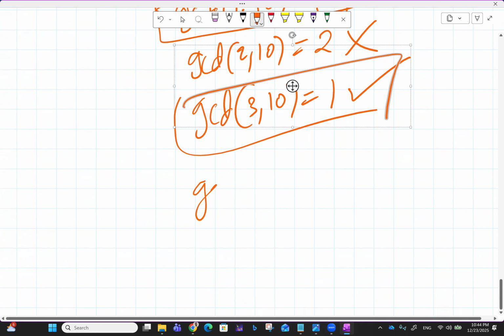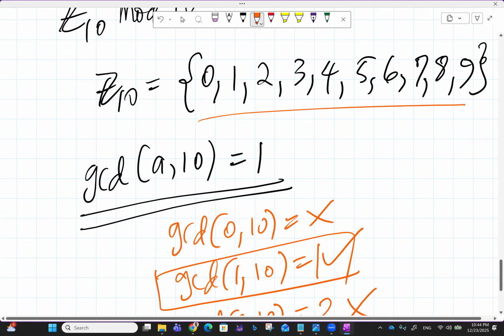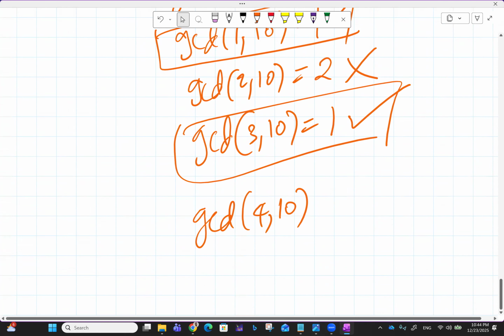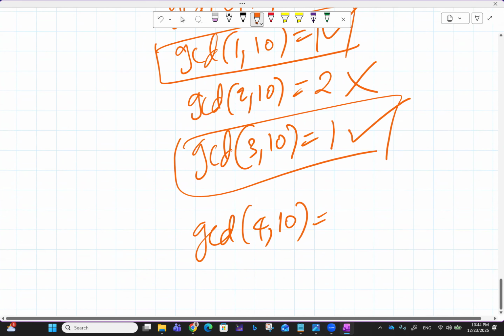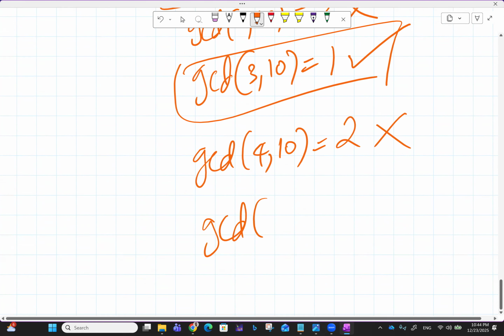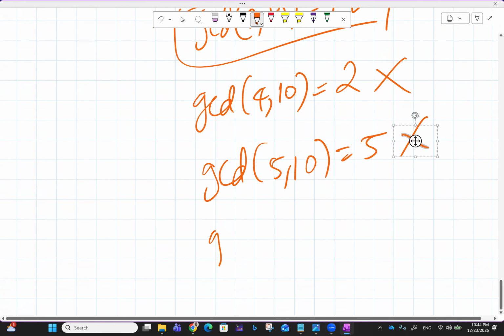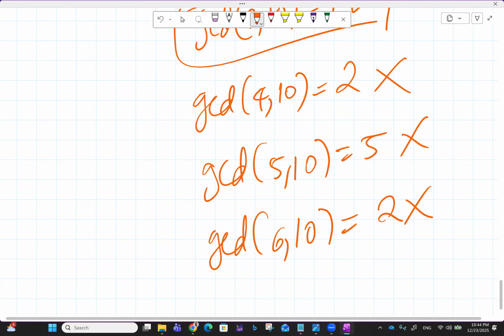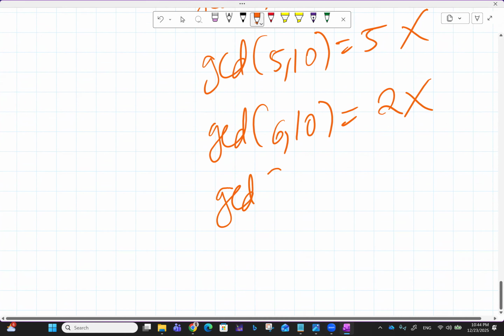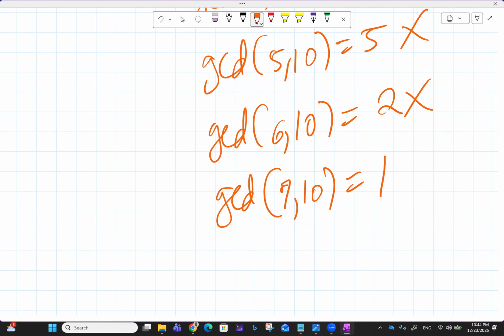Then we imagine gcd of 4 and 10. These are the possible a's because you already know that is what Z10 is. gcd of 4 and 10 is 2, so we don't want that. gcd of 5 and 10 is 5, so we don't want that too. gcd of 6 and 10 is 2, so we don't want that also. gcd of 7 and 10 is 1. The biggest number that divides 7 and 10 is 1, so we want this.